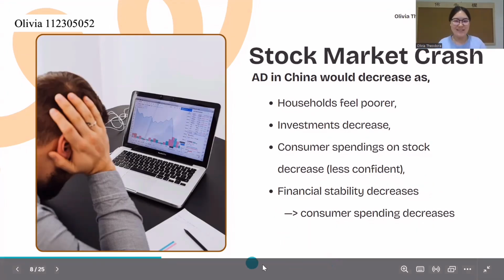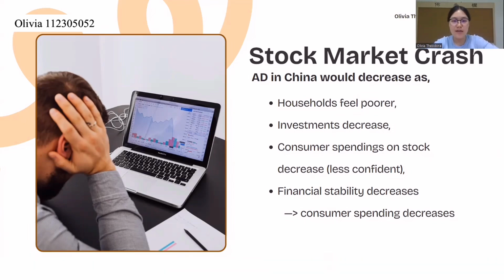The next situation is the stock market crash. When a stock market crash happens, the aggregate demand in China would also decrease due to several factors. The first factor is also the wealth effect. As a stock market crash means that the prices of the stock would suddenly drop, households would feel poorer, making them spend less and hence reducing the aggregate demand.